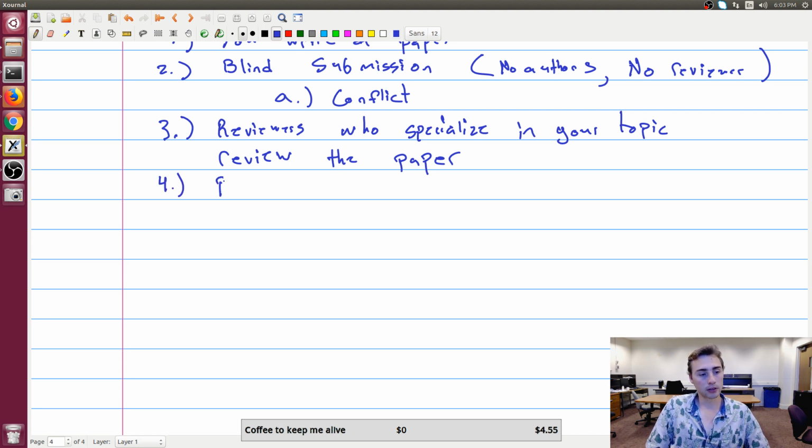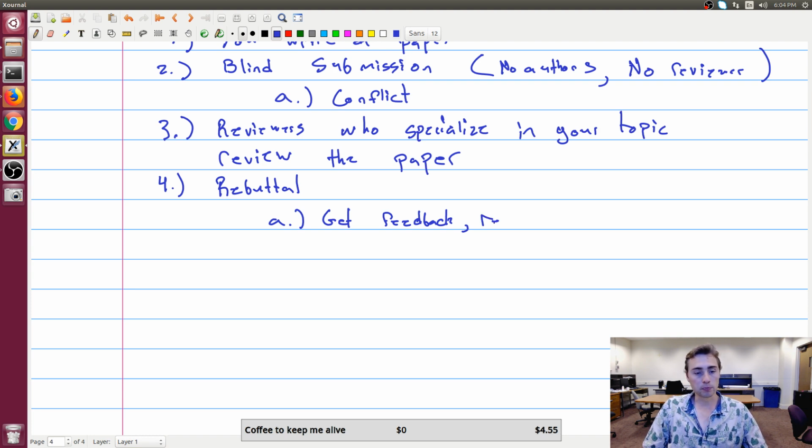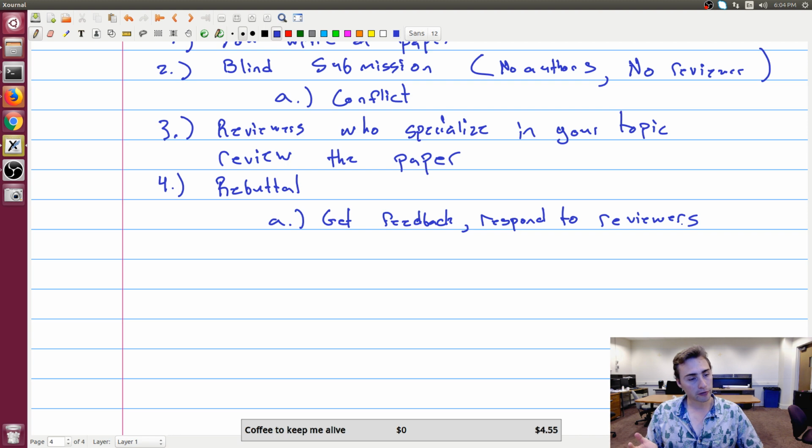4, rebuttal. So here you get feedback, and you have room to respond to reviewers, though it's generally a limited word count. Any questions that they have on your paper, anything that they disagree with, you have the ability during rebuttal to write your clarifications, explain further, and address the concerns that they have. So then after the rebuttal, there's the PC meeting.